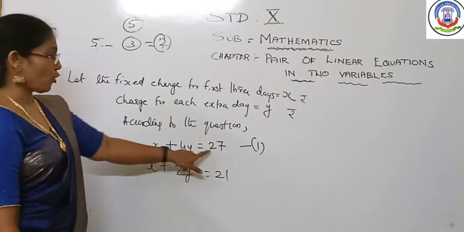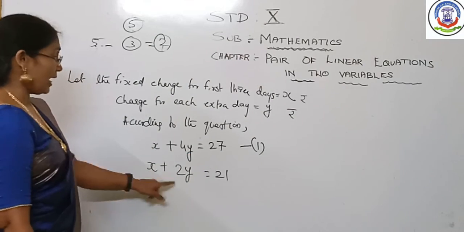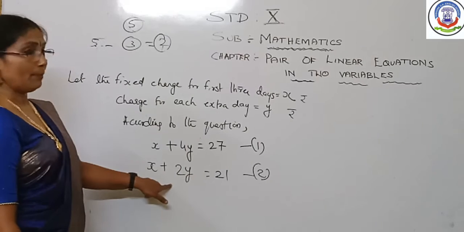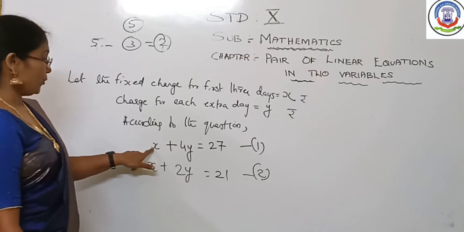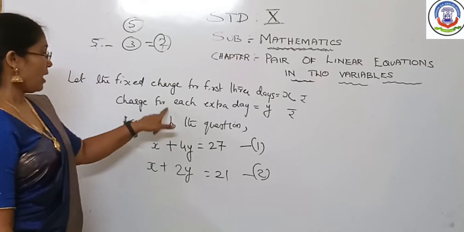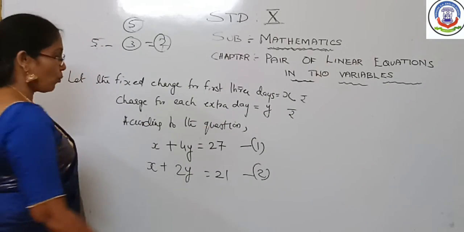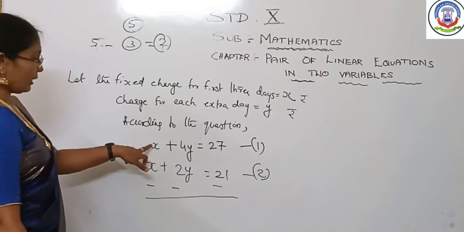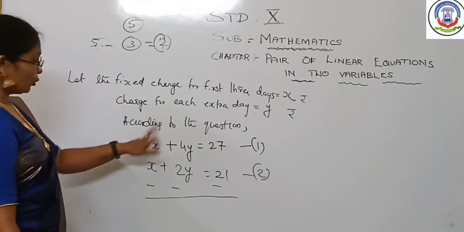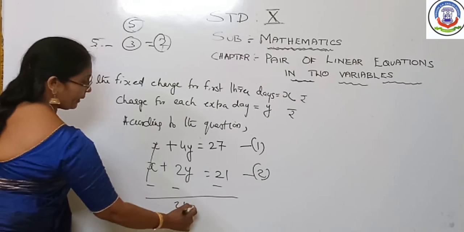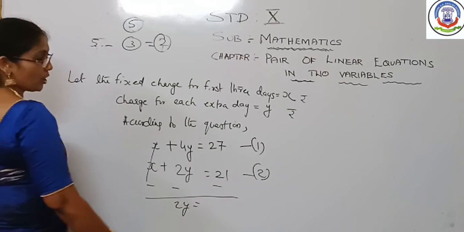Now X plus 4y equal to 27 and X plus 2y equal to 21. Now you have to do the elimination method and you will get the fixed charge for the first 3 days, that means X, and the charges for each extra day, Y, by elimination method. So here it is a simple equation only. The coefficients of X are equal, so you can eliminate X directly this way. So it will come 2y is equal to 27 minus 21.